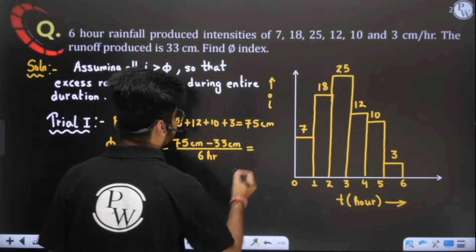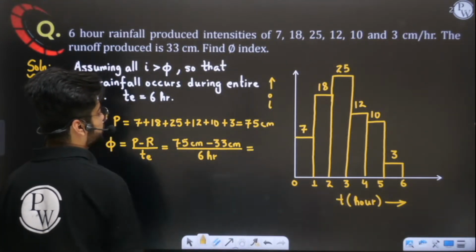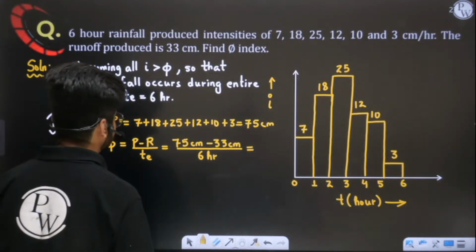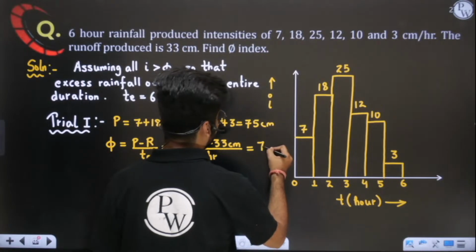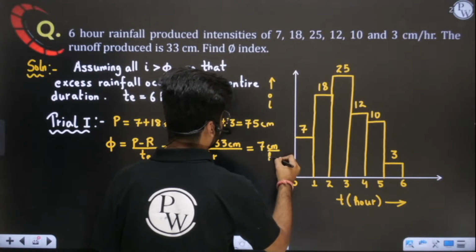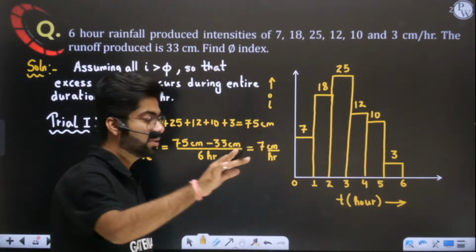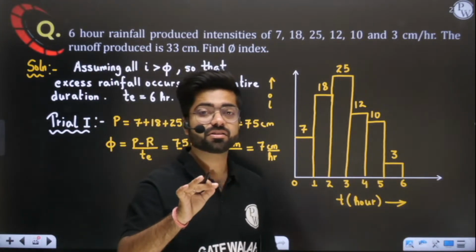Tell me how much you are getting here. When you subtract it, you will get 42. 42 upon 6 is 7 centimeter per hour. Okay, perfect.